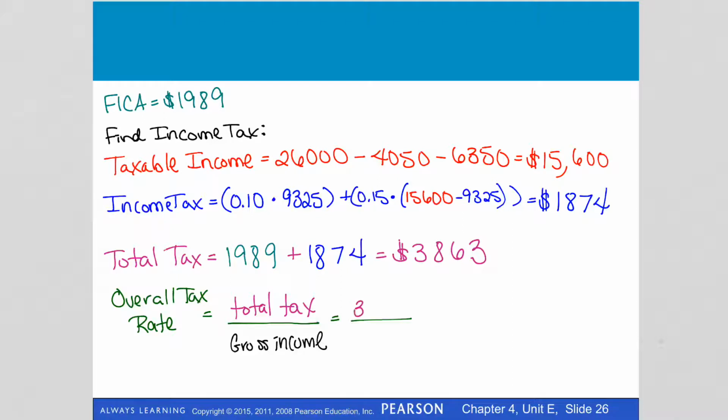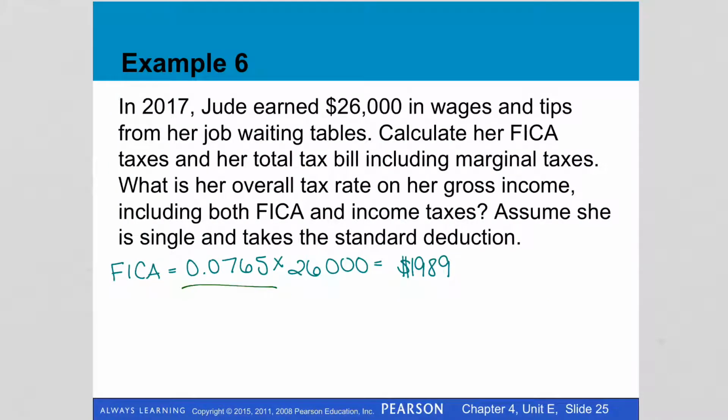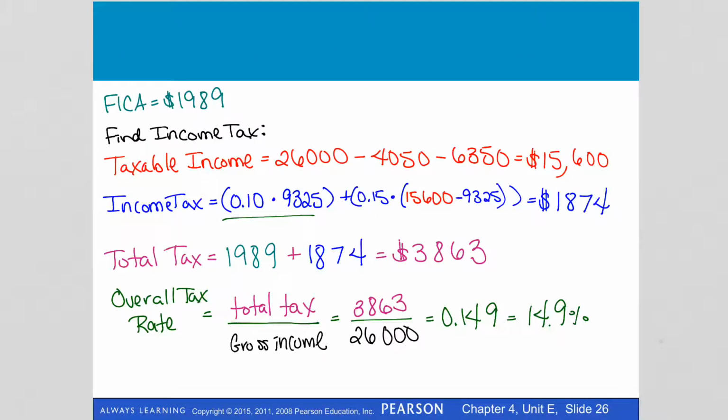So that's $3,863 divided by the $26,000. 14.9%. So what this is saying is, yes, she paid 10% here and 15% here and 7.65% there. But overall, she paid 14.9% if you factor that all in together.